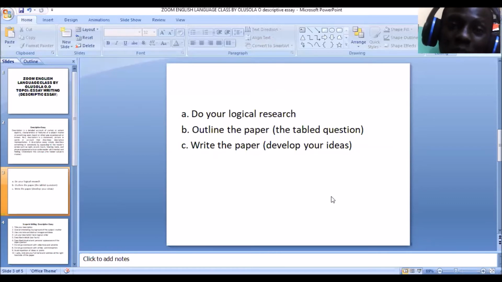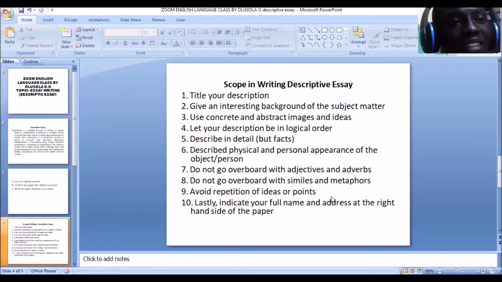Because you also remember that I've told us that every good write-up written by a good writer must not lump two ideas in one paragraph. So one paragraph, one point, or one idea, and so on and so forth. But for the interest of those of us who want to write SSC, WAEC, and the rest, NECO, NAPTEB, and so on, or its equivalent exam, the scope we need in writing a descriptive essay is what I have here.